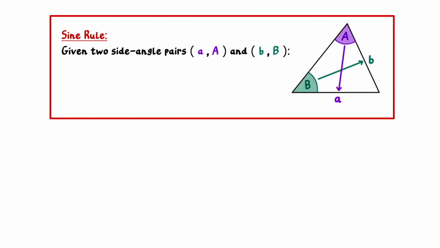The sine rule states that, given 2 side angle pairs, lowercase a, capital A and lowercase b, capital B, we have the following: a over sine of capital A equals b over sine of capital B. The sine rule involves 4 quantities, 2 sides and 2 angles. If we know 3 out of the 4 quantities, then the sine rule will give us an equation which can be used to solve for the last quantity.